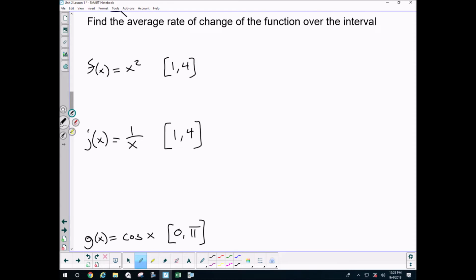Great. We'll finish off with a couple examples here. I can give you a function, I can give you an interval, and say, how quickly is the function changing, on average, over the interval? Please discuss with your neighbors. What would you do?